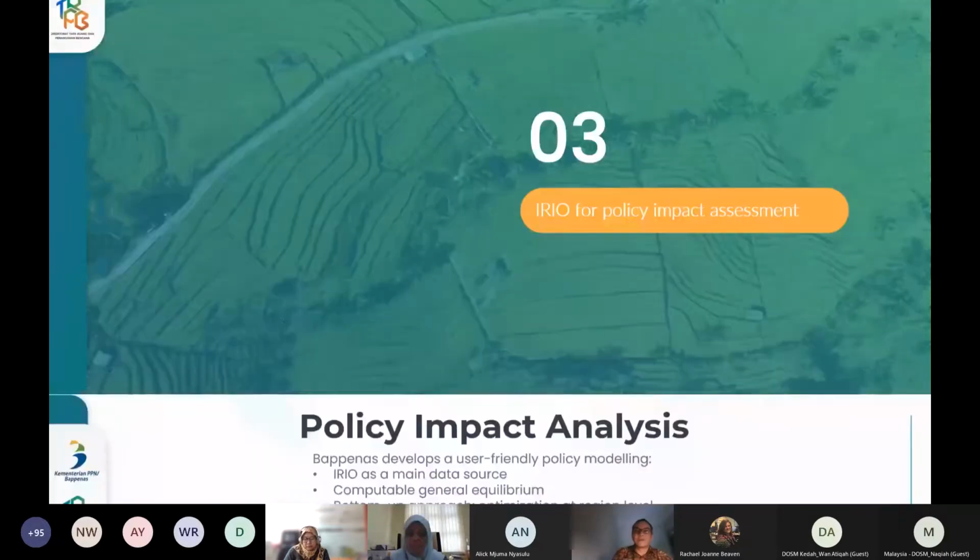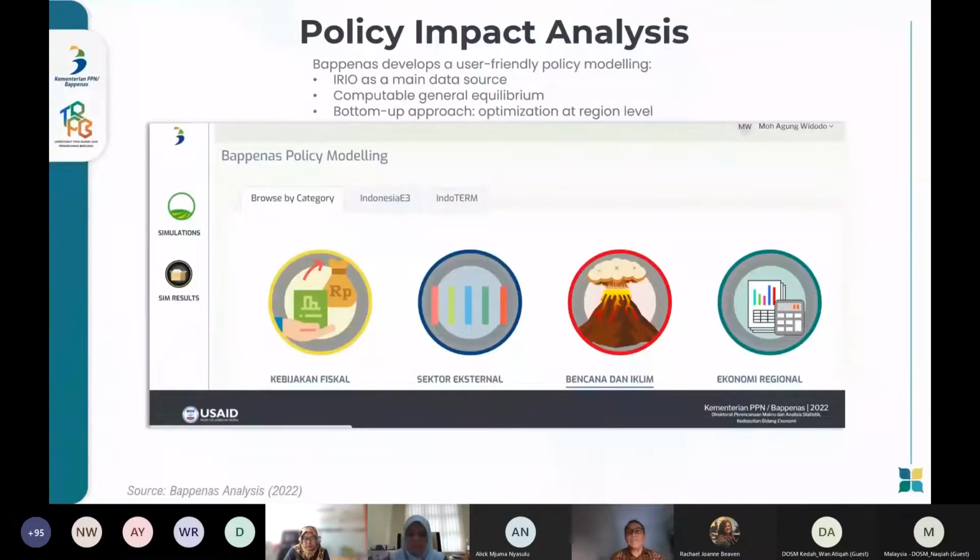And in the last part, Bappenas also uses the ERIO or interregional input-output table as the main data source for the so-called Bappenas policy modeling. This is basically a computable general equilibrium model. The main feature is a bottom-up approach, so the optimization and market clearing are solved at the region level, at the province level, and then aggregated at the national level.